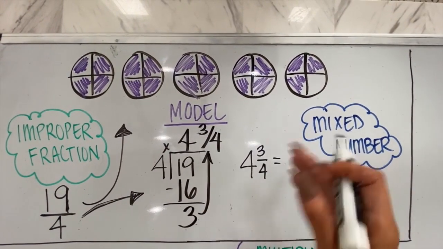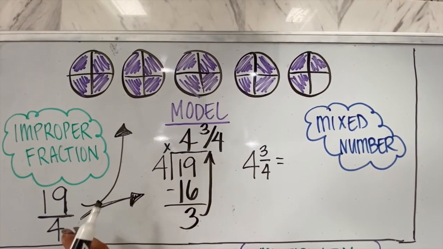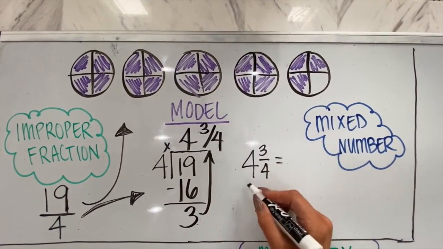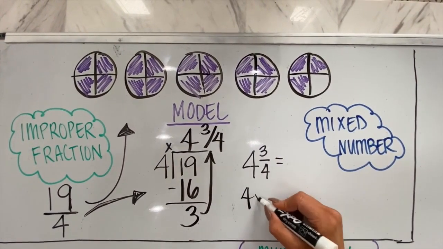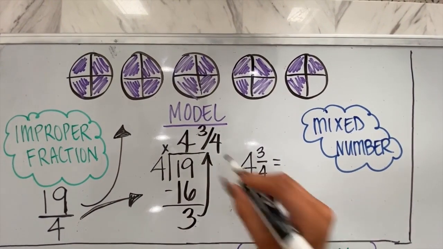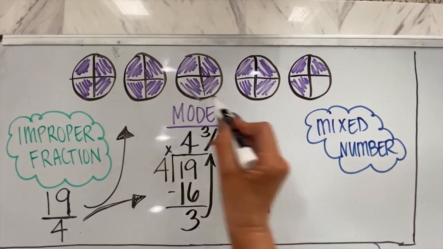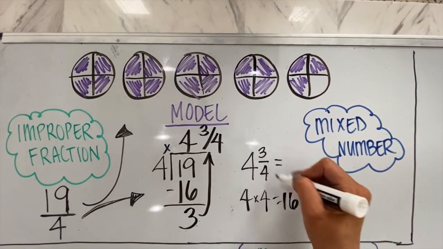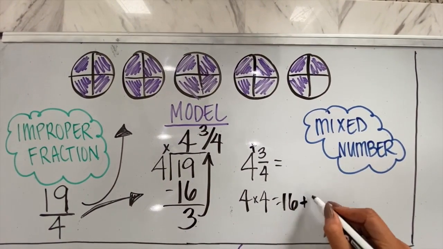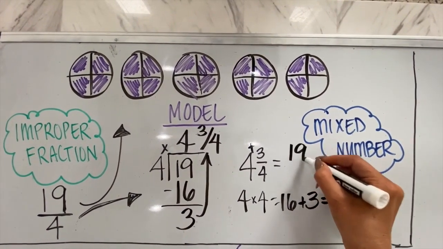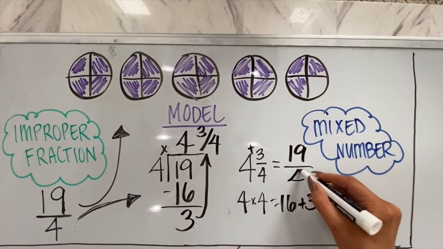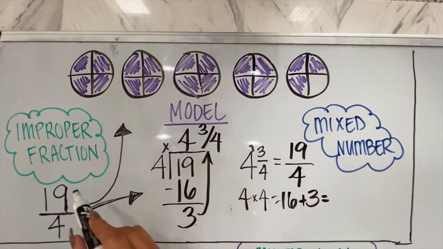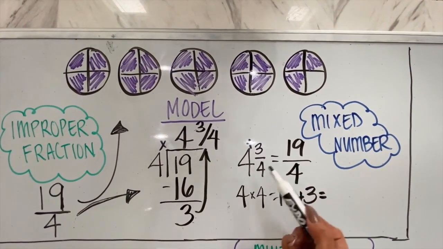I'm going to show you likewise how to turn this mixed number back into an improper fraction. So I have 4 and 3/4. I'm going to multiply 4, which is my whole, times my denominator, because as you can see, I have 4 sets of 4 in my model, which will give me 16. Then I'm going to take 16 and add 3. This gives me 19, and I will keep the same denominator, 19/4. Therefore, we know that 19/4 and 4 and 3/4 are equivalent.